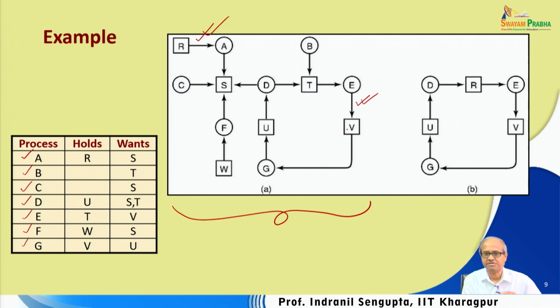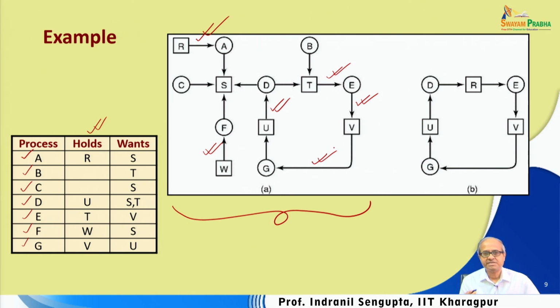So, there are 2 kinds of edges, and as you can see, all the edges have a direction, either from a process to a resource or from a resource to a process. Now, this table on the left also tells you what resources the processes are currently holding. For example, A is holding R, this edge I showed, D is holding U, this edge, E is holding T, this edge, F is holding W, this edge, and G is holding V, this edge.